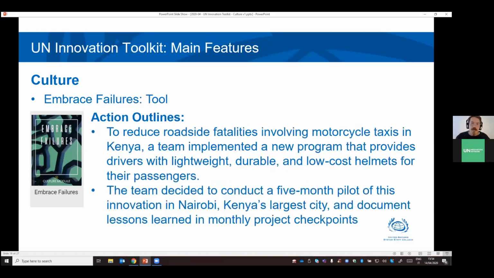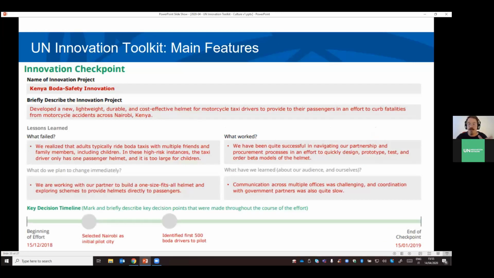Now, I'm going to bring in what are called the action outlines, which are incorporated into the tool itself. Now, these action outlines are essentially case studies, fictional case studies that are incorporated into the toolkit. Sometimes they are real case studies as well, but this one here, to reduce roadside fatalities involving motorcycle taxis in Kenya, a team implemented a new program that provides drivers with lightweight, durable, and low-cost helmets for their passengers. The team decided to conduct a 5-month pilot of the innovation in Nairobi and document the lessons learned. Now, this is the basis that you will see in the worksheet that is available online.